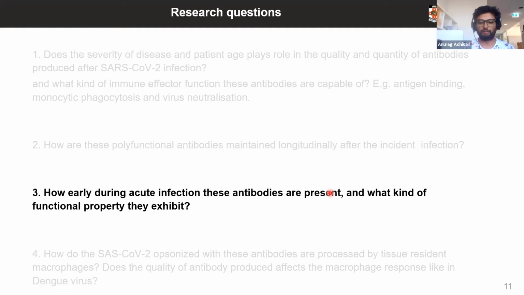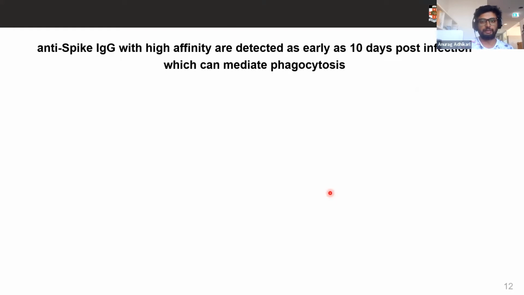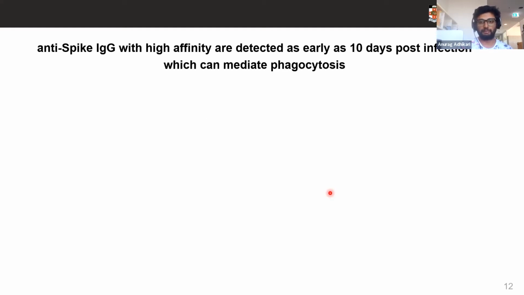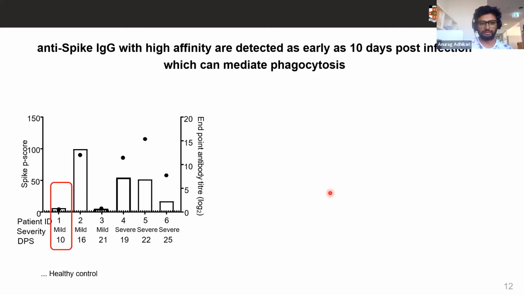And then as a follow up, we wanted to ask how early these antibodies are present after infection in the acute setting. So that's what we wanted to ask next. And what we found was these anti-spike IgG, which are really high and have really high affinity, are detected as early as 10 days. As you can see, as a snapshot, this work was done in a relatively low number of individuals because of the lack of samples we had.